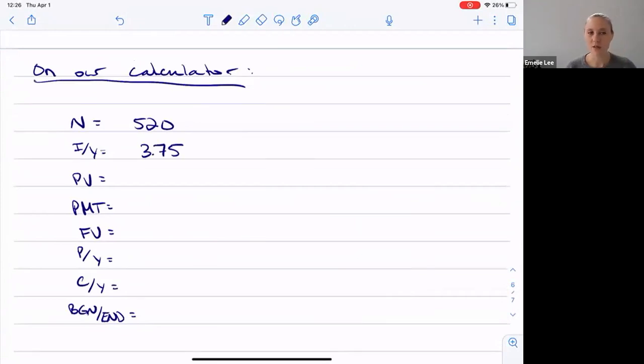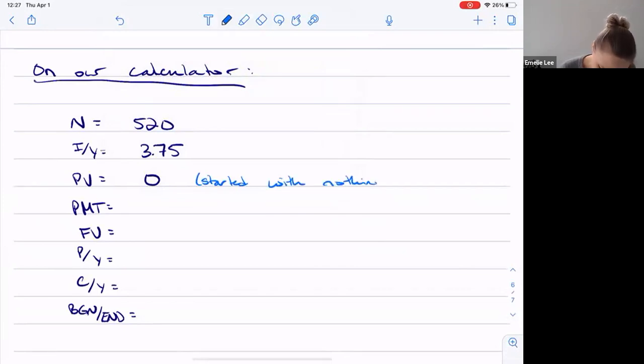The present value is 0 because they started with nothing in the account, or at least there was no mention of, oh, they already had $20,000 in there. Then we could put that in as a present value, but they started with nothing here.